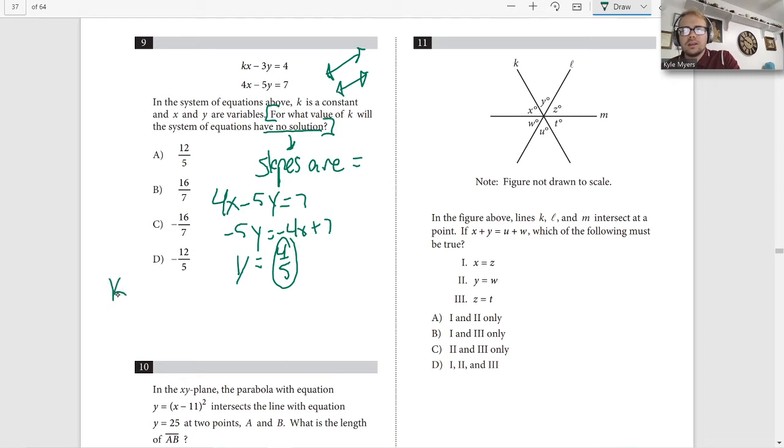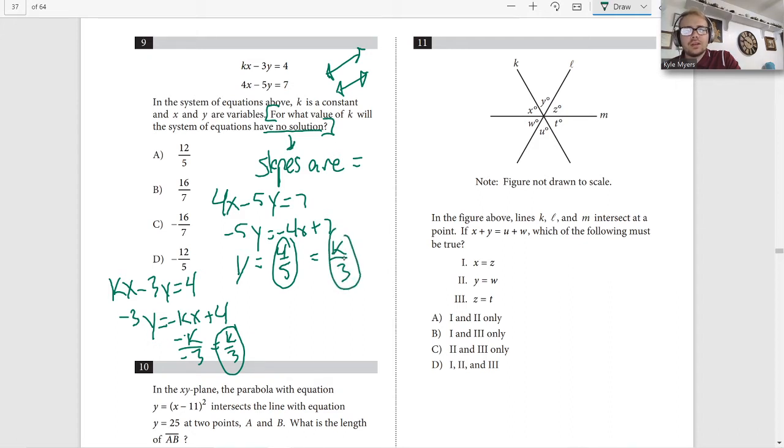All right, done. kx minus 3y equals 4. All right, so then negative kx plus 4. And then I would divide by negative 3, so negative k over negative 3, which is k over 3. So k over 3 has to equal 4/5. So then all you need to do to solve for k is just multiply by 3. Boom, boom. 3 times 4 is 12. 12 over 5 is the answer. That's A. Right? And I can plug it back in to check.